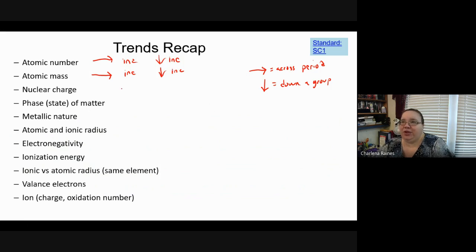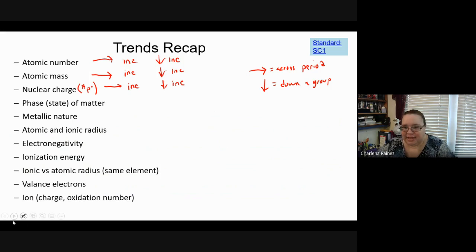The third one, nuclear charge, it's the charge of the nucleus. So we're thinking about the number of protons. And since it's related to my number of protons, it has the same pattern as my atomic number. So we increase down and increase across. Those three, I would say, are probably the easiest trends because they are on our table.